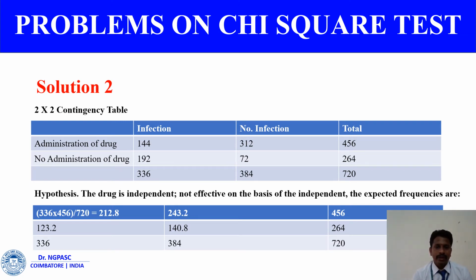gives the answer 123.2. Next, the expected frequency of 72: the corresponding column total is 384 and the corresponding row total is 264. Row total into column total, 264 into 384, divided by the grand total 720. We get the answer 140.8.